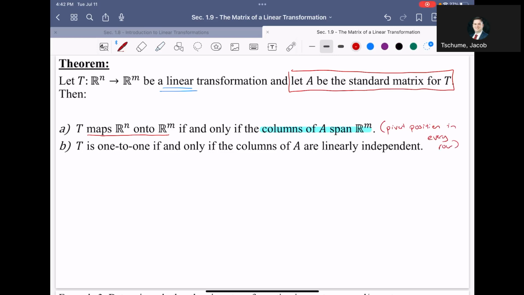So go back to the video, I believe it's section 1.5, where we did some examples of how you know the columns of A span an entire dimension. That's only true if there's a pivot position in every row. What we're going to claim in this section is that if you can find a pivot position in every row, your mapping is onto, or your transformation is onto.